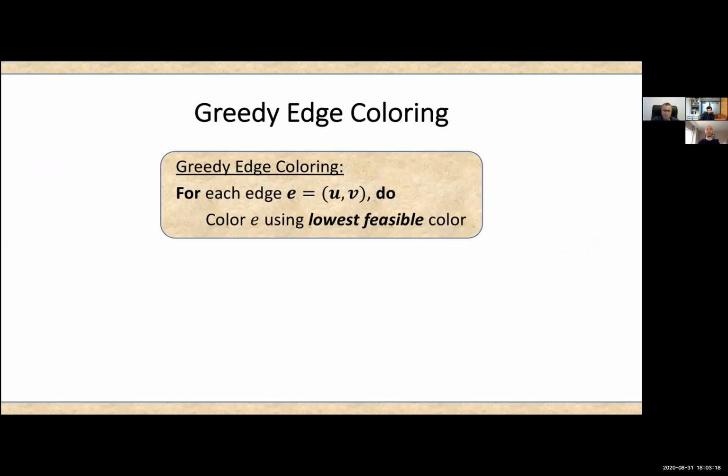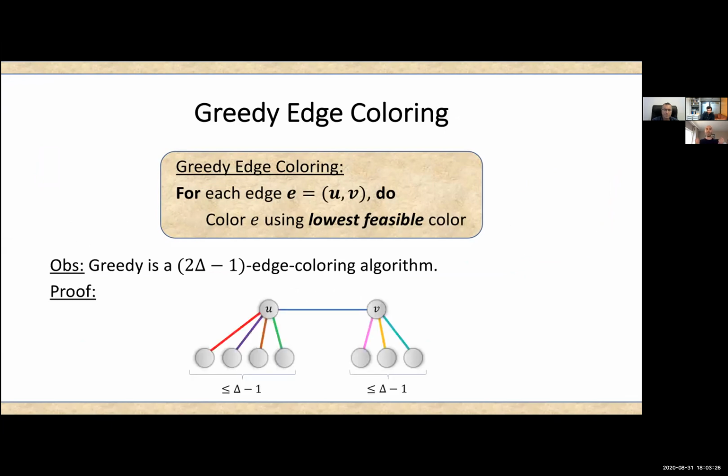So if you think about this for maybe 10 seconds, you'll convince yourself that this is a 2 delta -1 edge coloring algorithm. And actually, the proof is very simple. Here's a proof by picture. When I consider the edge UV, U has used at most delta -1 colors, V has used at most delta -1 other colors. So all in all, the view is 2 delta -2. So one of the first 2 delta -1 colors is still up for grabs.